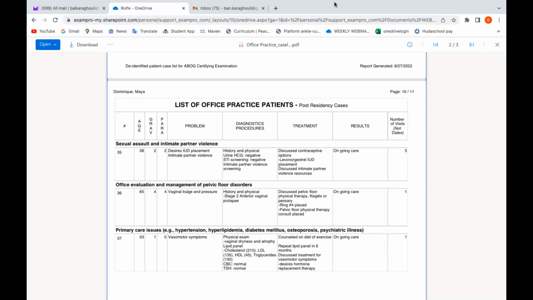Okay, so for stage 2 and 3, the ring is a good option. For stage 4, the Gellhorn is a good option. It's more space occupying and bigger, or maybe the donut and the cube.